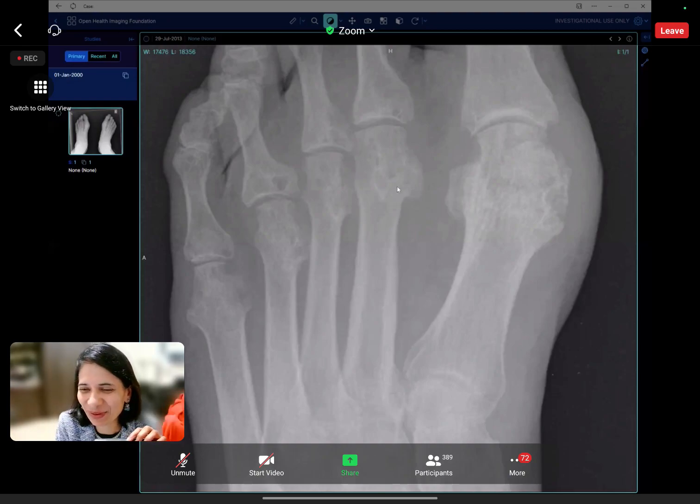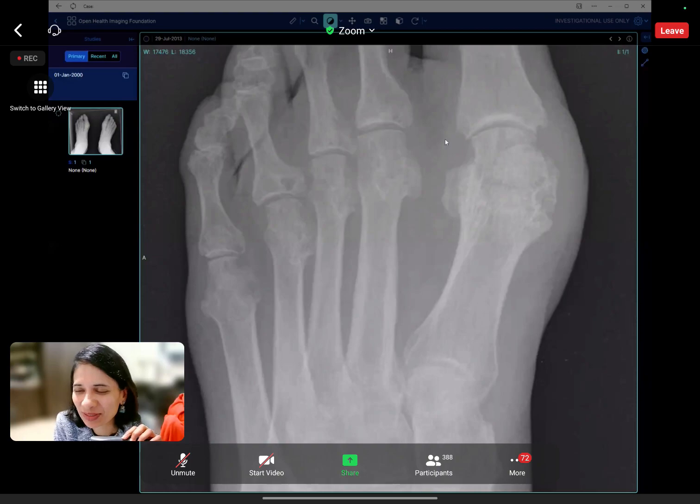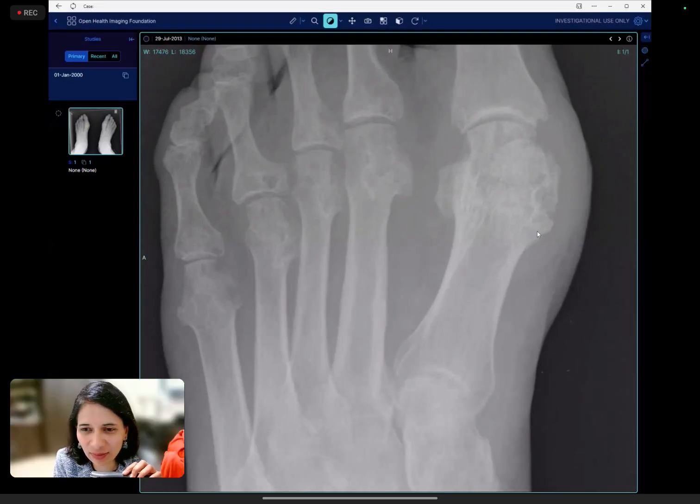I was wondering why he was not giving rheumatoid at all, because I agree with this particular thing. And remember, in an elderly patient, you can have gout coexisting.